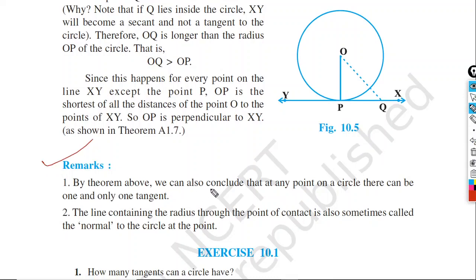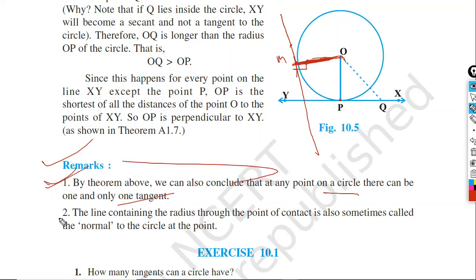By this theorem, we can also conclude that at any point on the circle, suppose you take any point M, one and only one tangent is possible. I'll draw a tangent here. Only one tangent is possible, because how many perpendicular lines can be drawn to a given line? Only one. If the perpendicular line is one, the tangent will also be one, isn't it? We have also discussed this in the earlier section. So this is one remark.